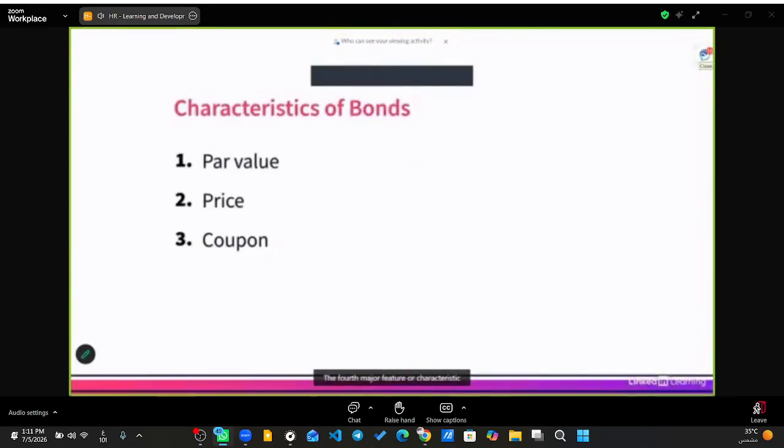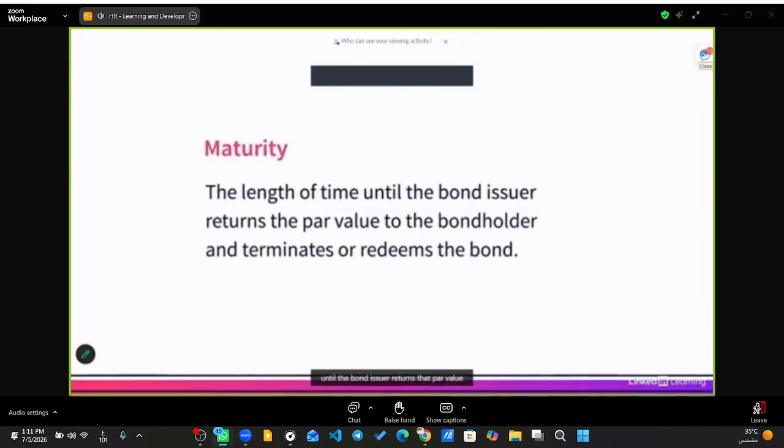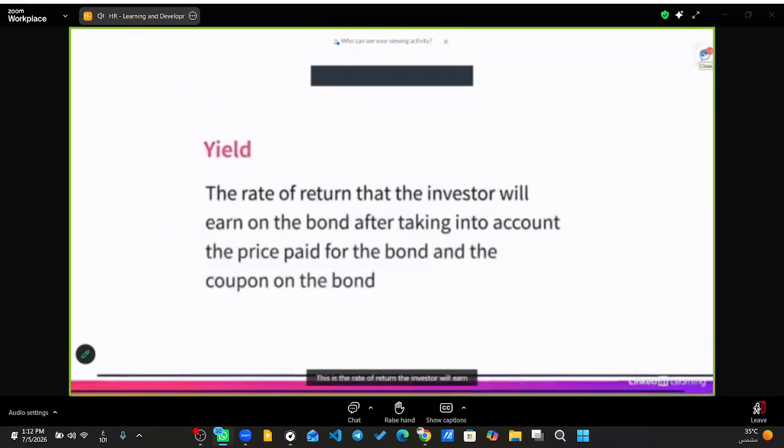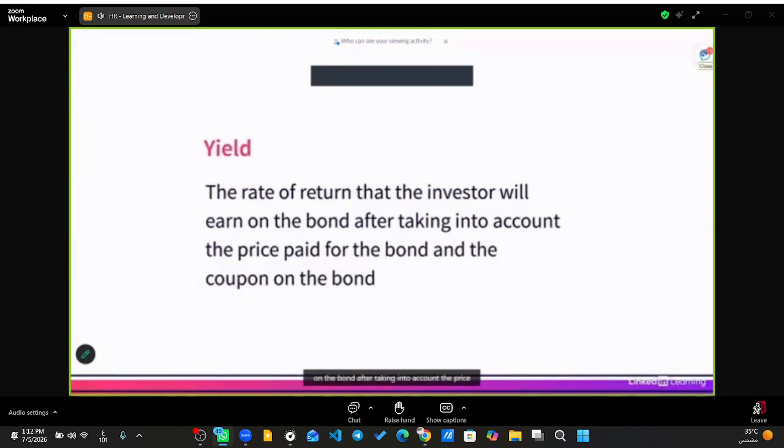The fourth major feature or characteristic in bonds is maturity. Maturity of a bond refers to the length of time until the bond issuer returns that par value to the bondholder and then terminates or redeems the bond. So it's the length of time until you get your original investment back. And then the fifth characteristic of bonds is yield. This is the rate of return the investor will earn on the bond after taking into account the price that's paid for the bond and the coupon on that bond.